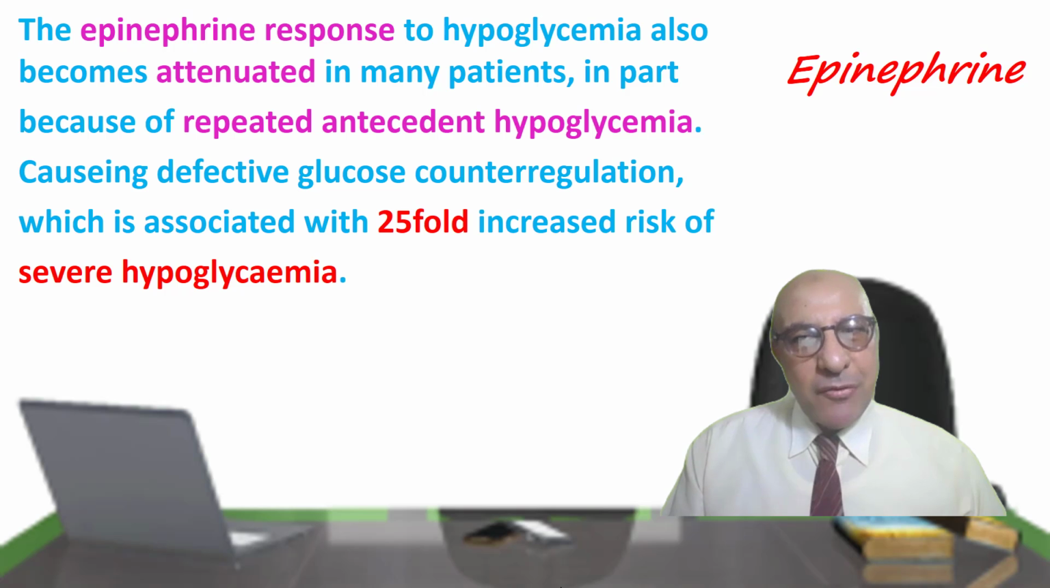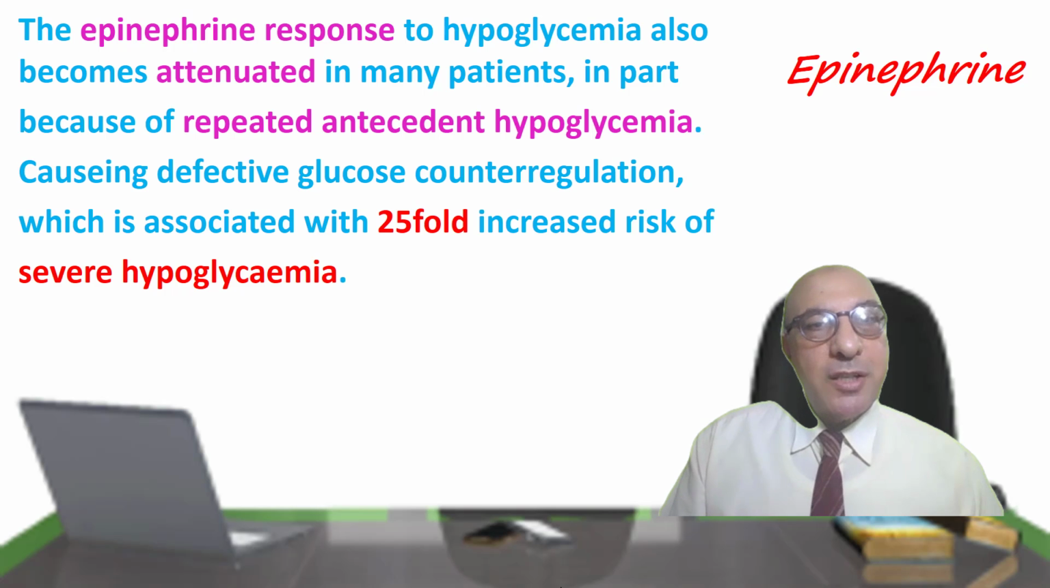Third, what about epinephrine? The epinephrine response to hypoglycemia also becomes attenuated in many patients, partly because of repeated antecedent hypoglycemia, causing defective glucose counter-regulation associated with a 25-fold increased risk of severe hypoglycemia. What does this mean? It means that the sympathetic stimulation, which is part of the corrective mechanism of hypoglycemia, is defective in the diabetic patient.